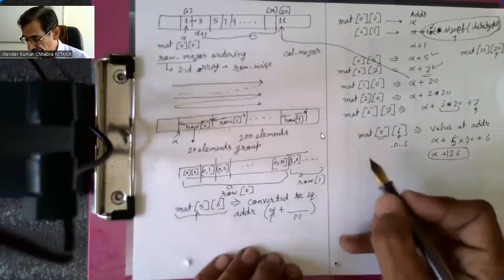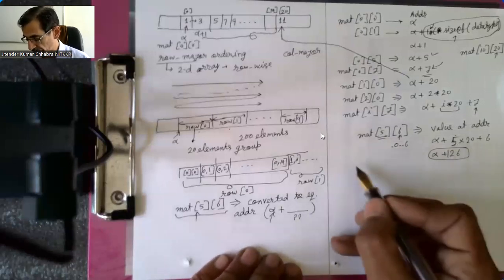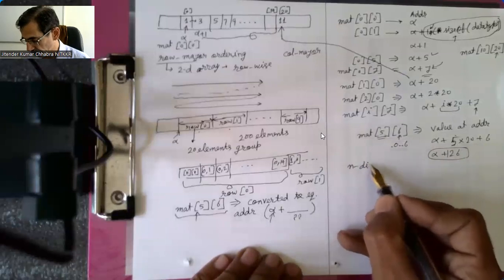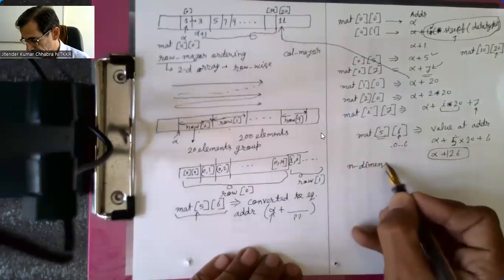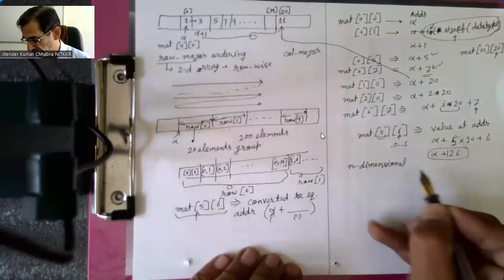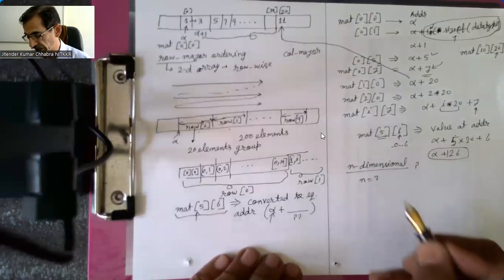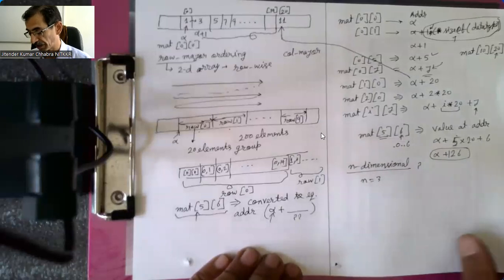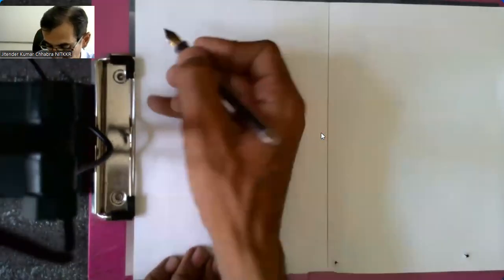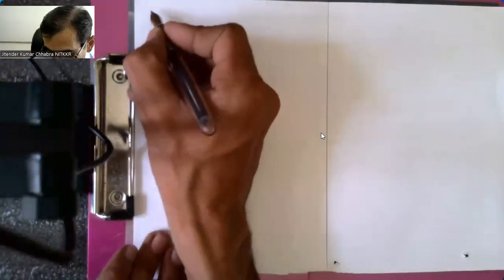That means we must know this formula for an n-dimensional array also. Not only for 2 dimensions, but for n dimensions also. Let's consider n equal to 3 and how it will work for n equal to 3. So for n equal to 3, we will formally define and later convert it into n dimensions.